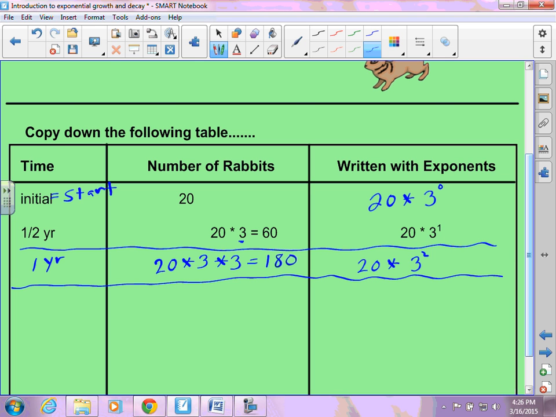So a year and a half, 6 months goes by. Again, I'm going to take 20 times 3 times 3, and then I'm going to multiply by 3 again because it tripled. Okay, so it's 20 times 3 to the third. And if I do that, we end up with 540 rabbits. A lot of rabbits.